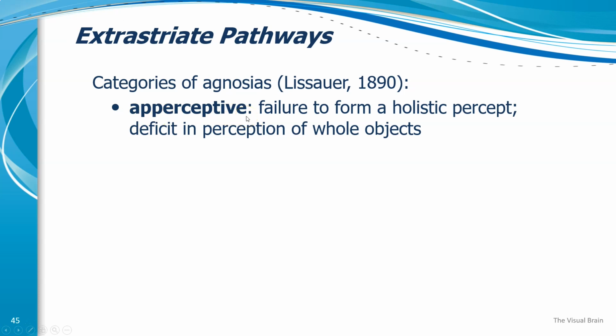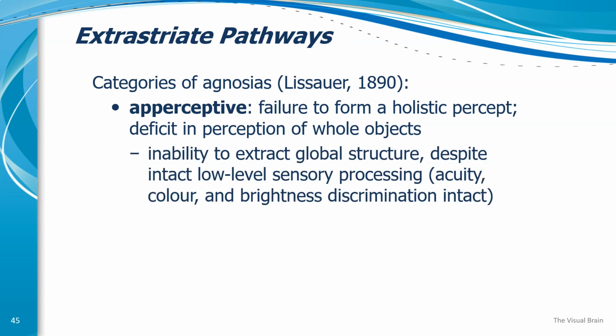That is, they can't form a holistic percept as the rest of us can, the movie that we see in our mind's eye. Now, it could mean that they cannot extract the global structure of an object. They might say, it has a curvy bit to it, which is not the same as saying exactly what it is. Their visual acuity is okay. That is, they can pick up details. They can perceive color. They just can't seem to put everything together.